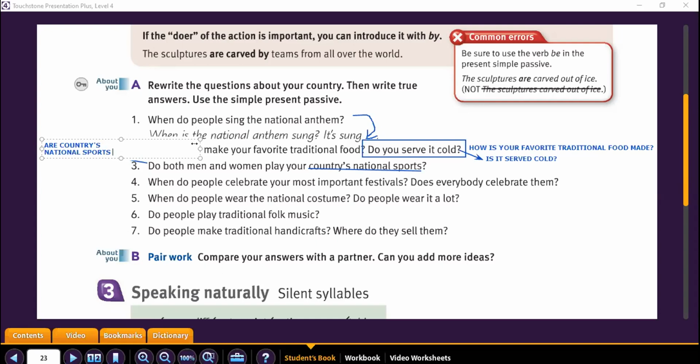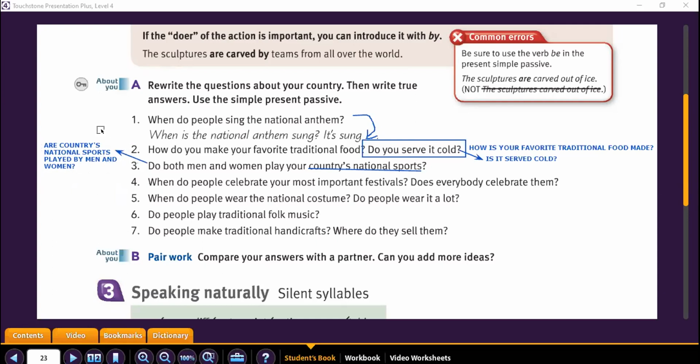Y el verbo, ¿cuál es el verbo aquí? Play. Played, exacto. Played en pasado participio. Our country's national sports played by quién? ¿Por quién? ¿Por qué persona? By men and women. Our country's national sports played by men and women. Así nos quedaría esta pregunta en voz pasiva.